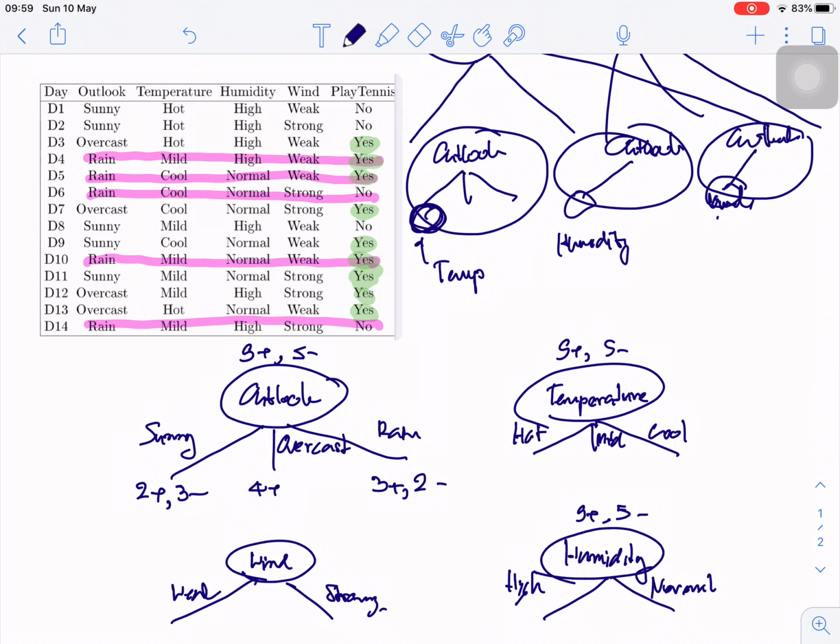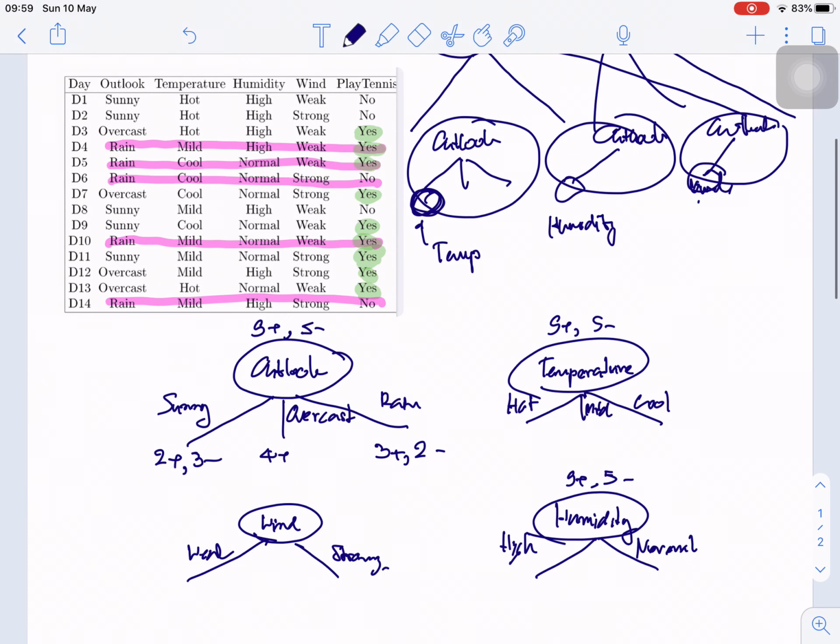So this is outlook. I'd like to compare it with wind or humidity, because if we compare with the temperature, it has 3 attributes, values that, like, maybe you can compare easier than 2. But actually, in the real world, it's not so difficult.